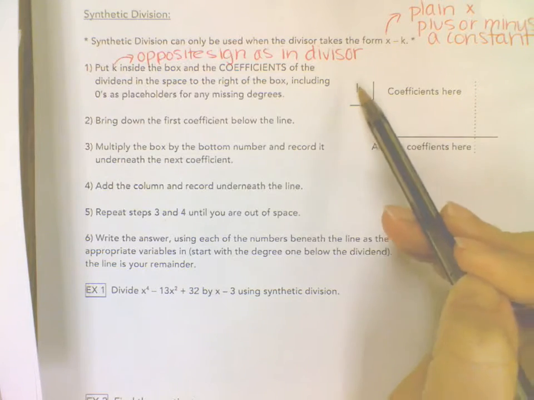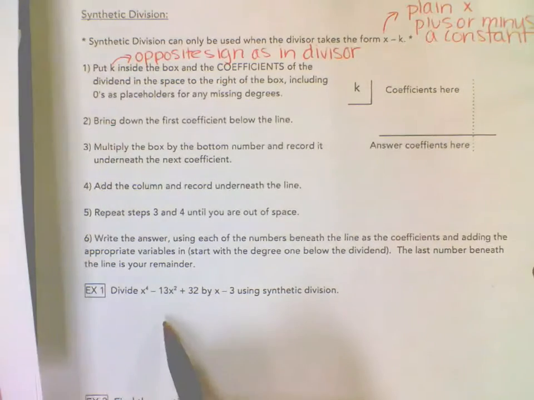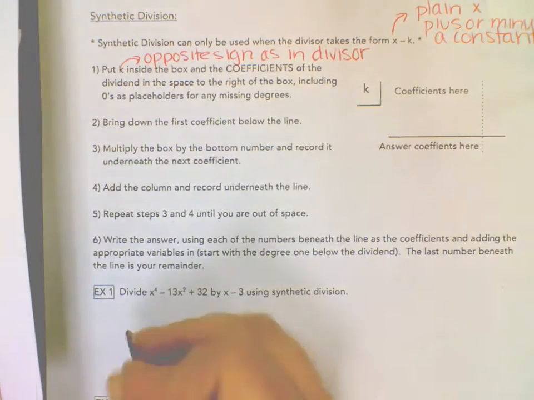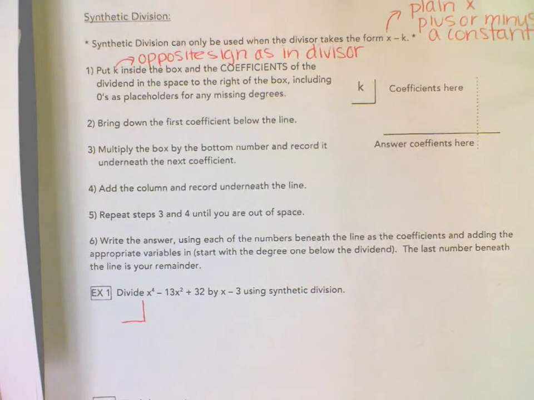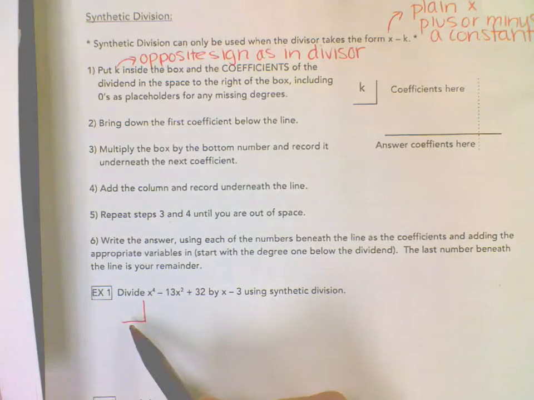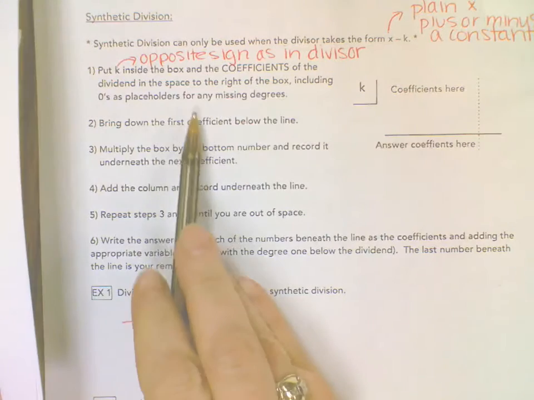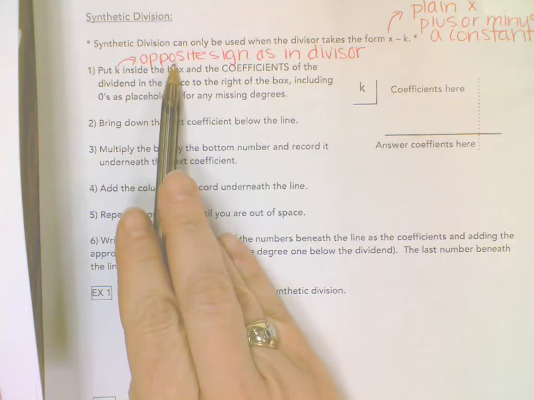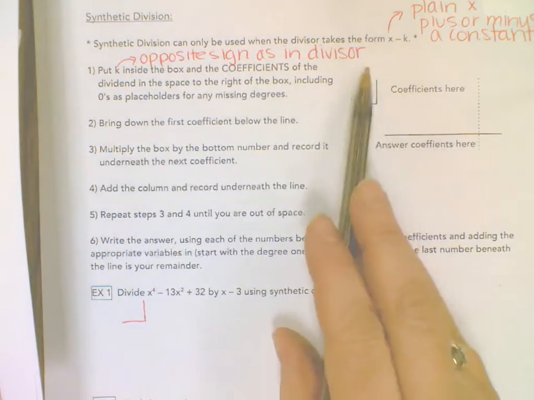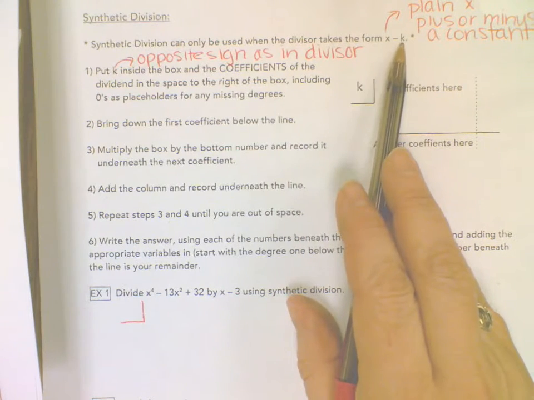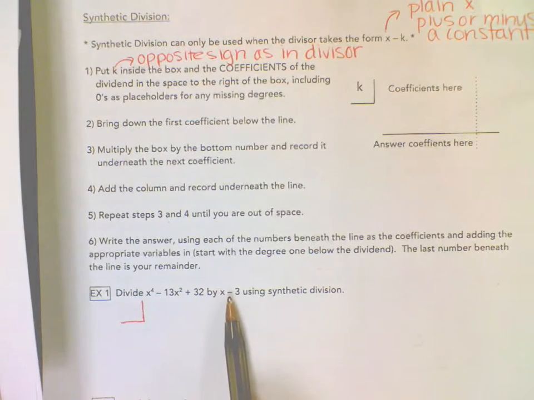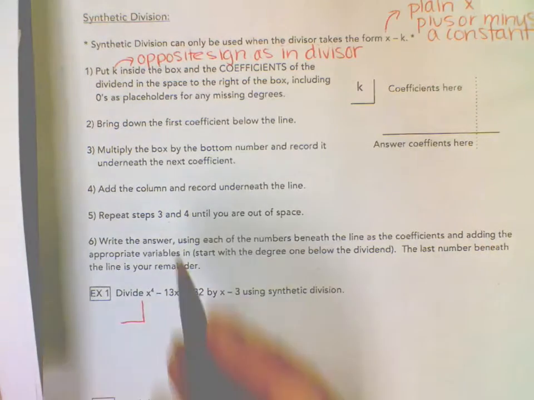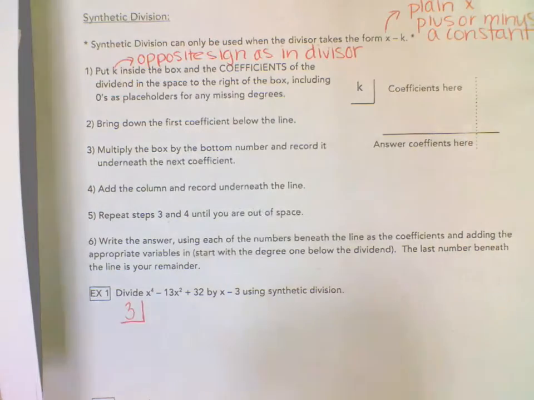This right here is our box with our k. So we're going to look at example 1 and go through the steps here. So we make a little box. You're going to do that every time. And we need to put our k in here. As I wrote up here, it should be the opposite sign as whatever's in the divisor. So it's going to be the constant, but with the opposite sign. So here, it's a minus 3 in the divisor, so I do a positive 3 in the box.